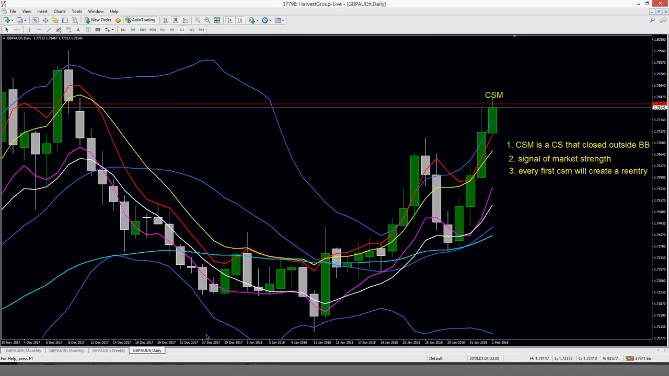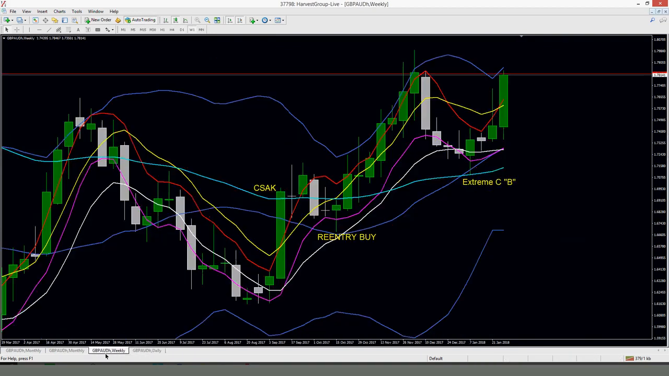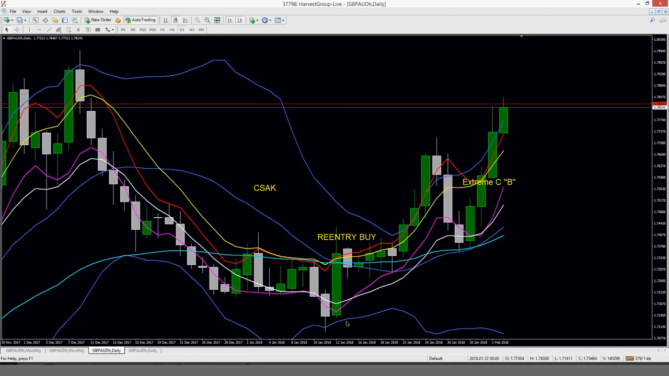If daily does not give me any confirmation of a sell setup, then what we should do right now is focus on buy, because we also have a buy setup at weekly, CSAK re-entry buy, and you have another re-entry over here. At daily, you also have CSAK, and there's a confirmation of MA50 going below the middle BB, and you have a re-entry at maybe mid BB and CSM. So we know the higher time frame is going up.